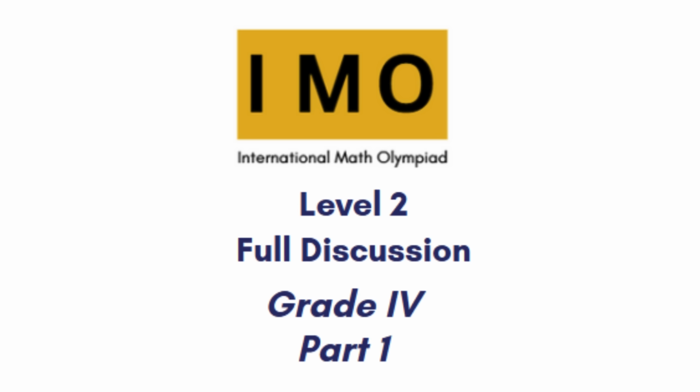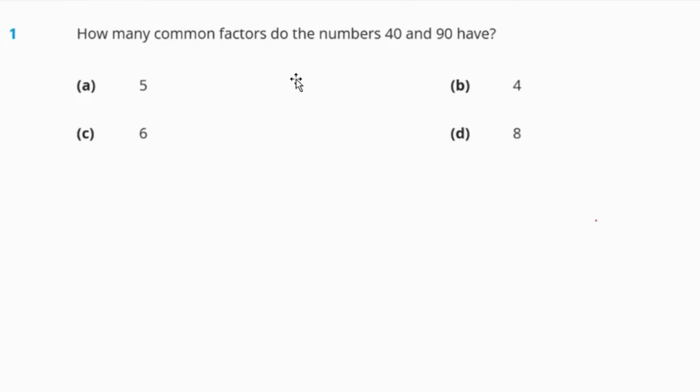So, today we are going to discuss IMO Level 2 sample paper for grade 4. First question: how many common factors do the numbers 40 and 90 have? Here we have to find the common factors. First, we have to find all the factors of 40 and 90, and after that, we will find the common factors from them.